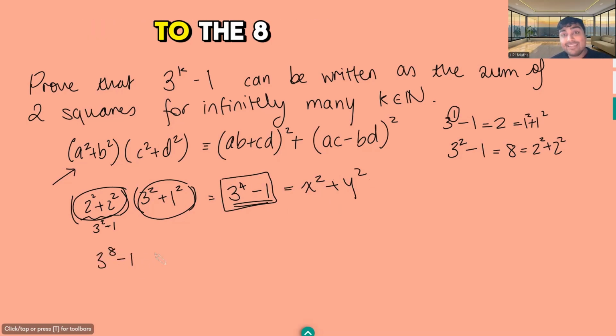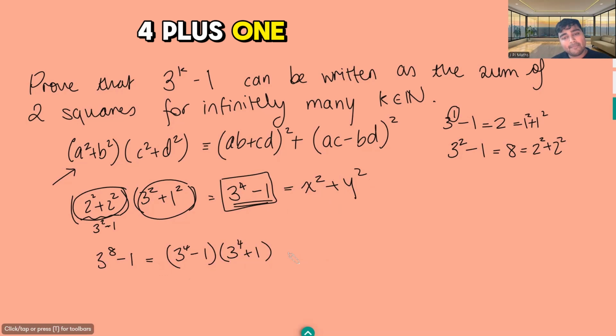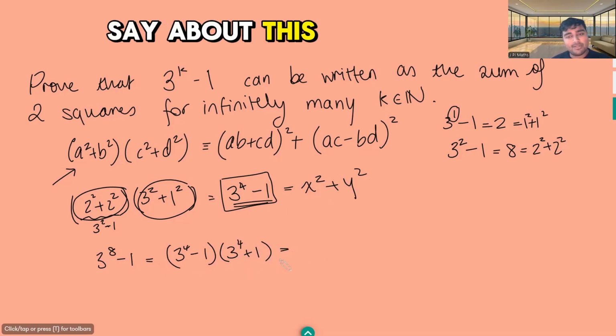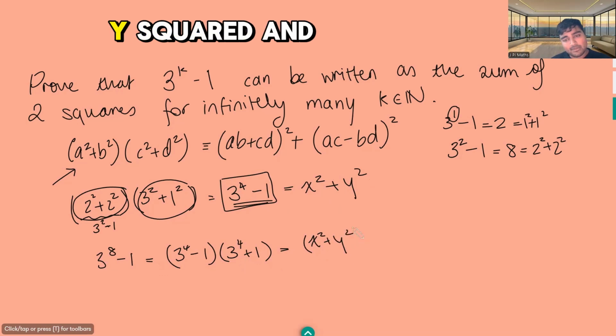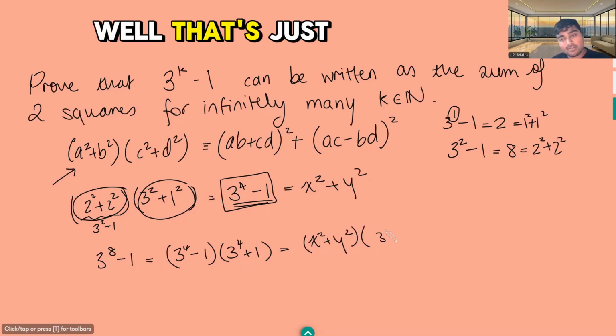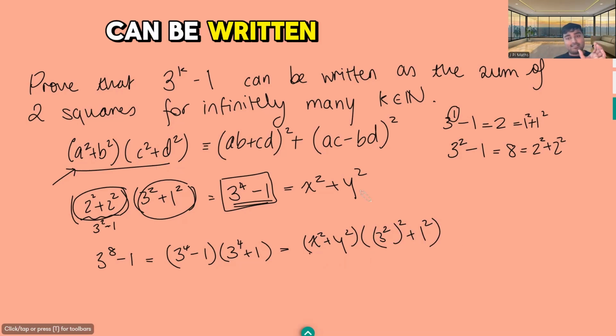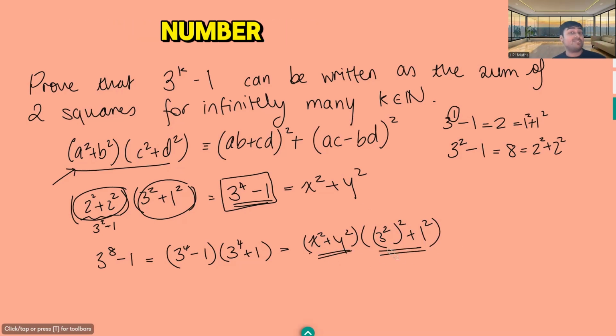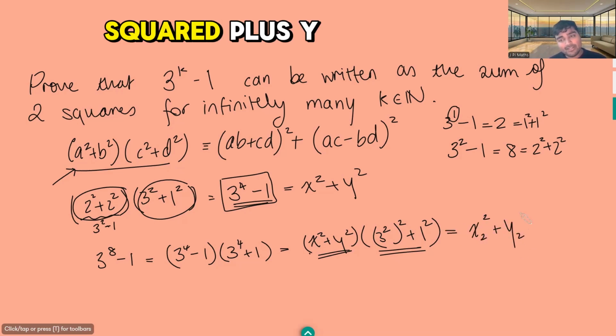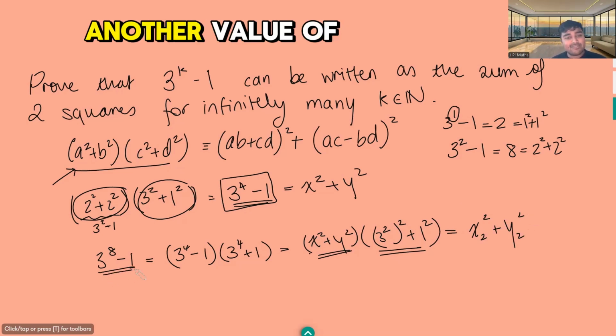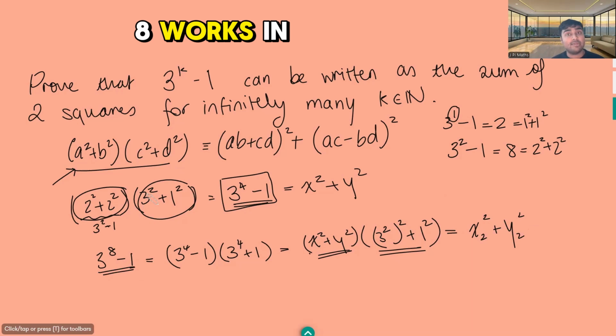We're next going to look at 3^8 - 1, which is (3^4 - 1) times (3^4 + 1). What can I say about this? Well, 3^4 - 1 we know is x² + y², and 3^4 + 1 is just (3²)² + 1². Again, I can use this result because I've got a number that can be written as the sum of two squares multiplied by another number which can be written as the sum of two squares. And so this equals, let me call it, x₂² + y₂². I've generated another value of k, so k = 8 works. In other words, 3^8 - 1 can be written as the sum of two squares.